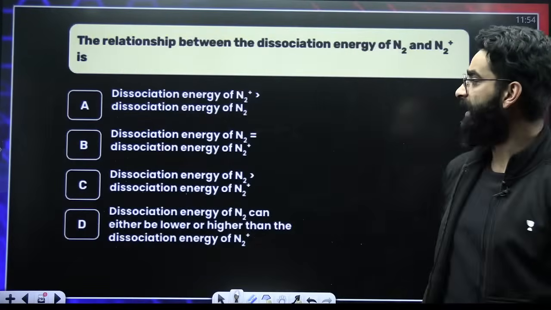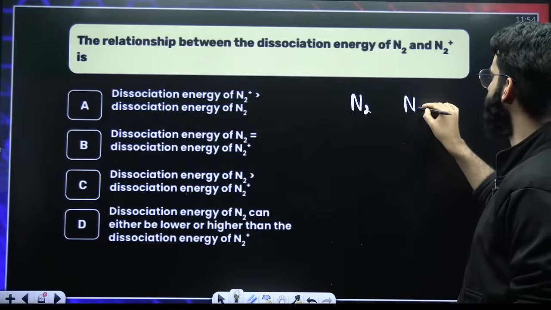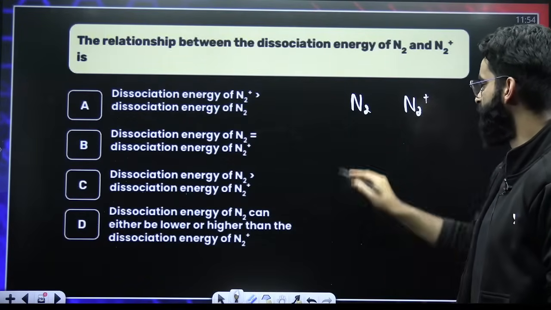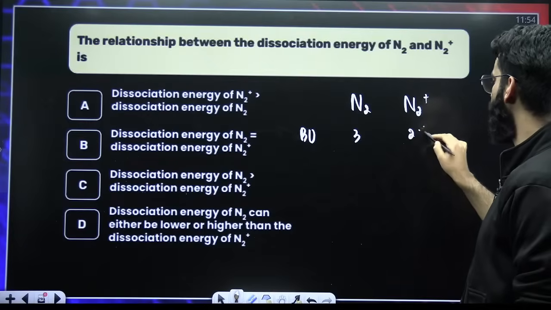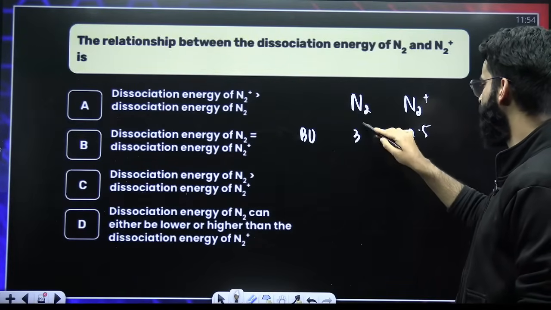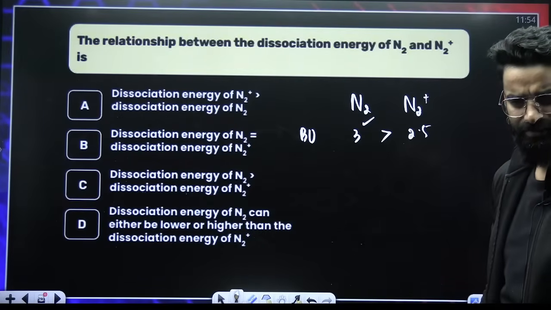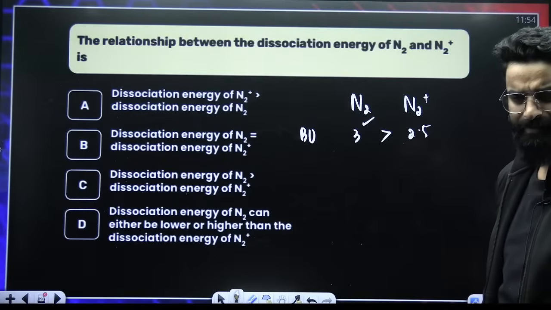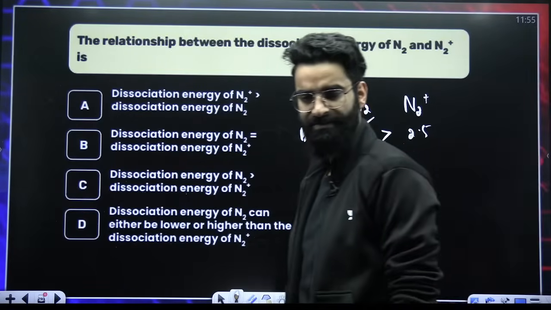A relationship between the bond dissociation energy of N2 and N2 positive, right? Here the bond order is 3 and here the bond order is 2.5. So bond dissociation energy here will be more. Simple. More the bond order, more the bond dissociation energy. That's all.